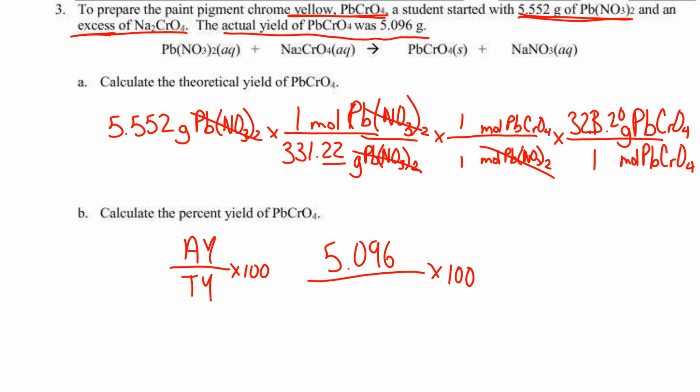All right, so the molar mass of lead chromate is 323.20. When we go through and get this calculation, I want to get my answer in 4 sig figs. So I get an answer of 5.418.